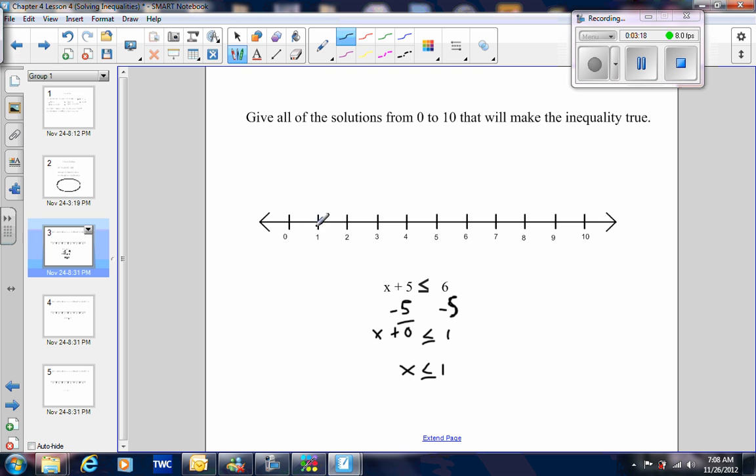So I go back up to my number line here now and take a look at all these numbers on this number line that are less than 1 or equal to 1. 0 is less than 1. And 1 is equal to 1. 2 is greater than 1. 3 is greater. All these are greater than. But these two right here, this is less than 1, and 1 is equal to 1. These are my solutions that will make this inequality true.